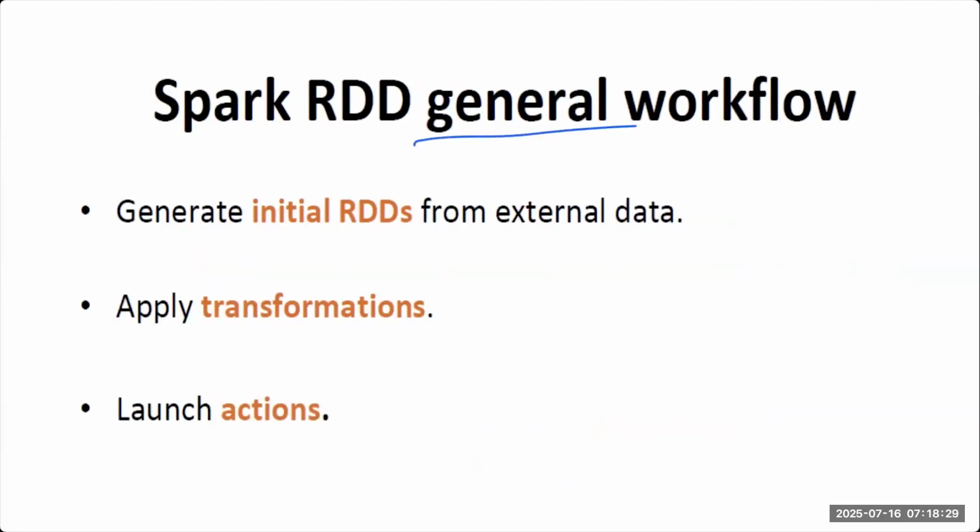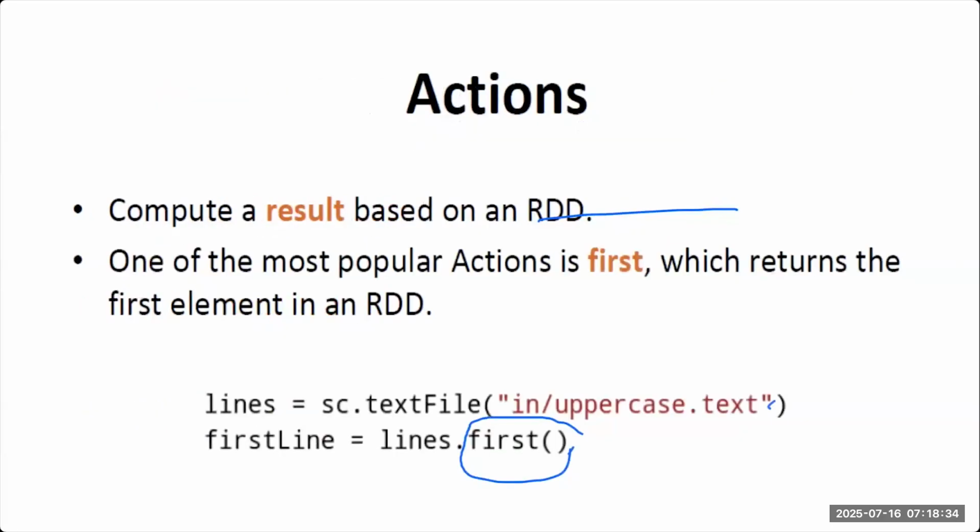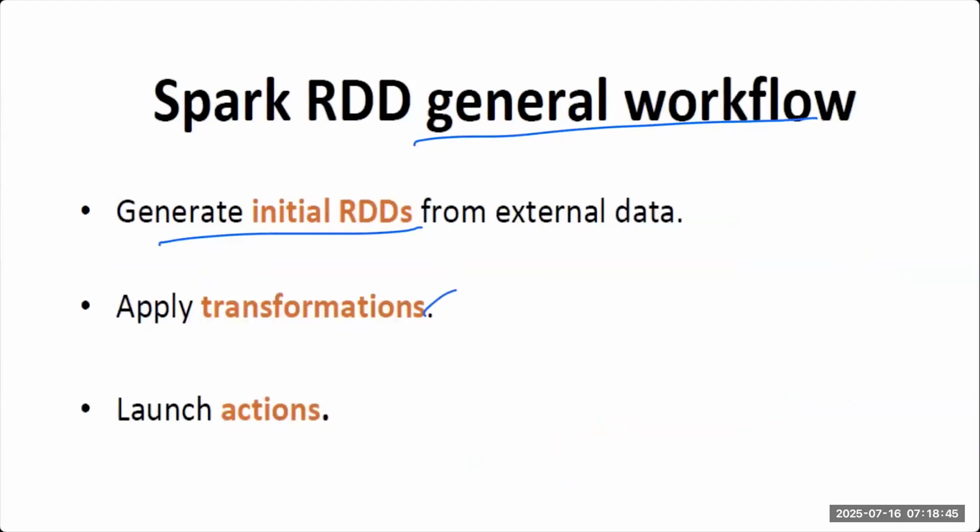Now, the general workflow of the RDD will be like this: you will initiate an RDD while reading. This is kind of initiating the RDD. Then you do some transformations, like let's suppose you did a filter on top of it, and then you got the action. So generally, these are the only three operations.